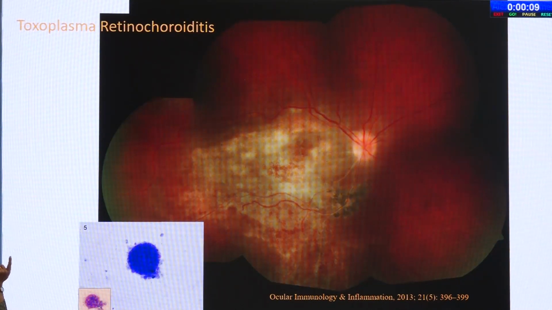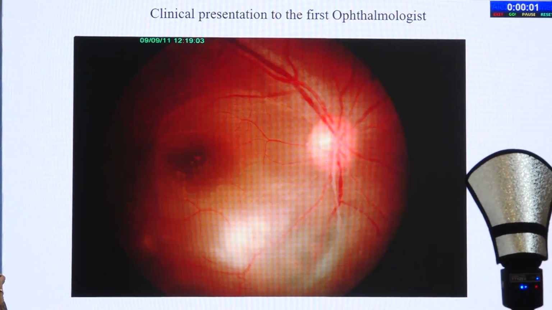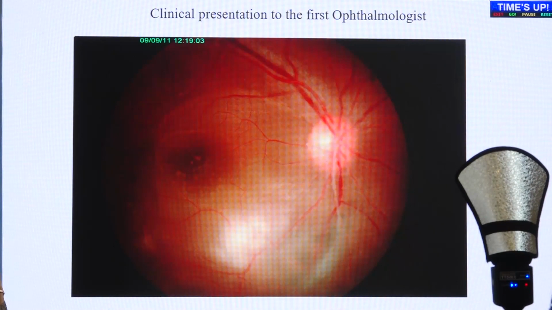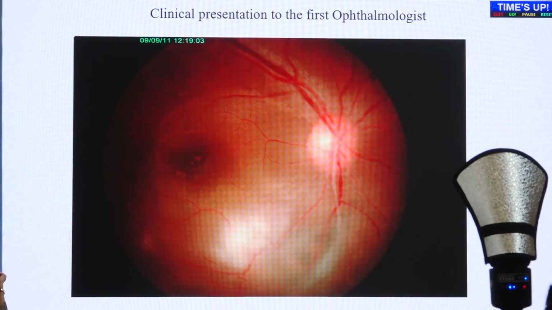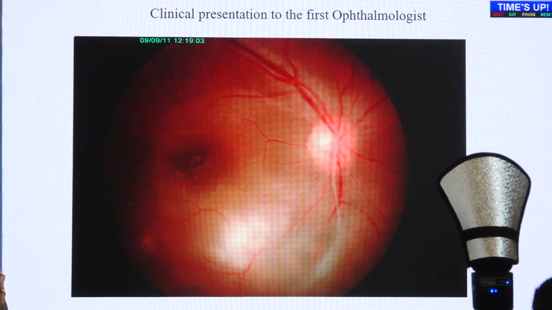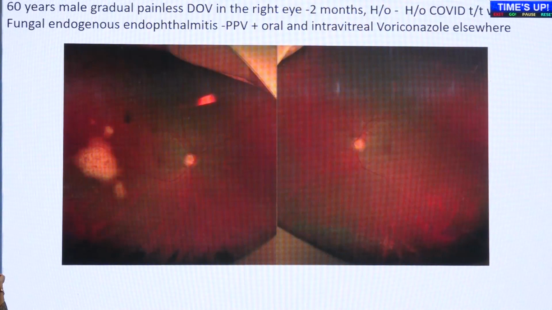When the patient was asked again whether they had any snaps from the initial presentation, these were the snaps the patient was carrying, which were very typical of a toxoplasma lesion. The patient had been misdiagnosed as having a tubercular choroiditis and treated with intravitreal triamcinolone, which had spread the lesion and led to a very atypical presentation.